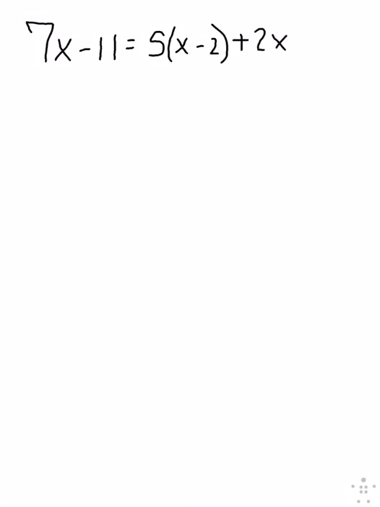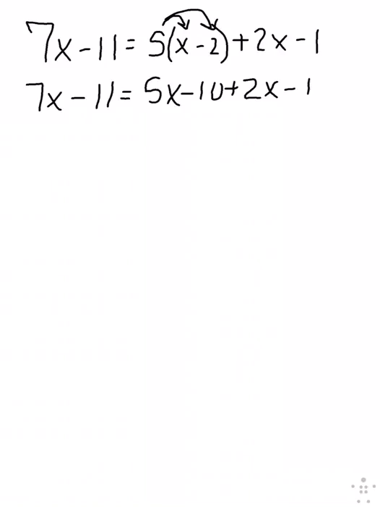Number 2, how many solutions does the equation 7x minus 11 equal 5x minus 2 plus 2x minus 1 half? So again, our first step is to distribute. We multiply the parentheses. 5 times 1 is 5, so 5x. 5 times negative 2 is negative 10.